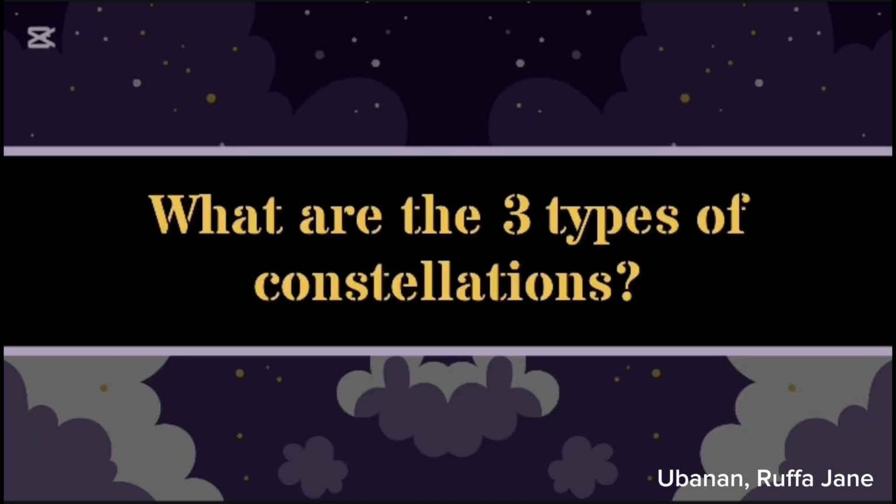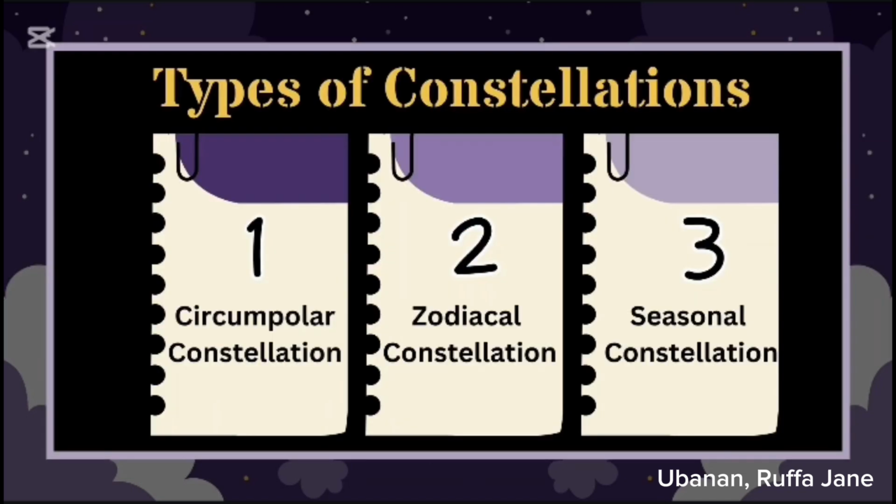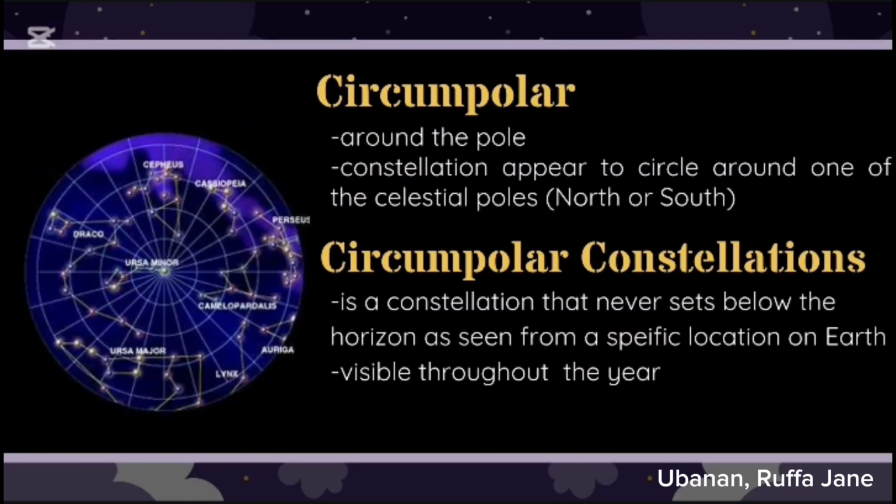I have another question. What are the three types of constellation? The three types of constellation are circumpolar, zodiacal, and seasonal. Well, let's dig deeper about it. First is the circumpolar constellation. But what is circumpolar? Circumpolar comes from the Latin word circum, which means around, and polaris, which means of the pole. Therefore, it is around the pole.